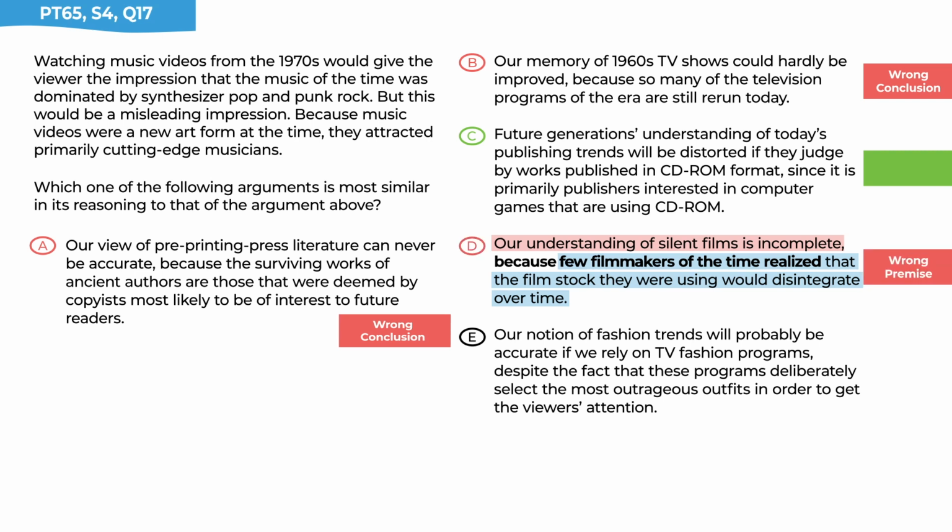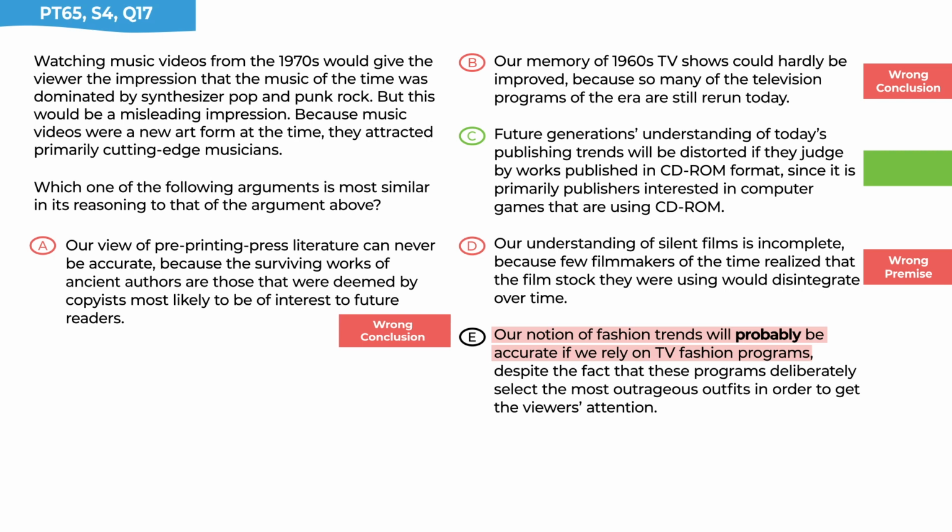That premise is a bad match. We need to be warning us against an atypical sample. When we look at choice E, there's an opinion indicator in the first sentence, which makes us inclined to think that first claim is our conclusion. This says our notion will probably be accurate. That feels like the opposite of misleading impression. An accurate notion would be the opposite of a misleading impression. So this conclusion is garbage.